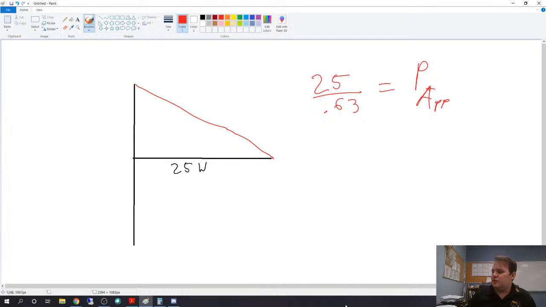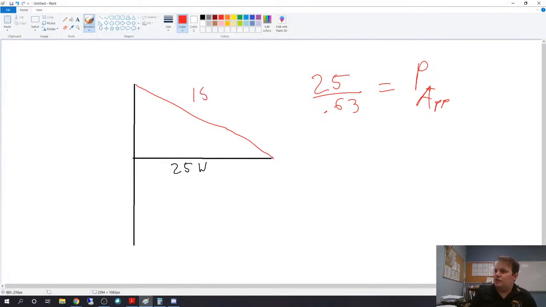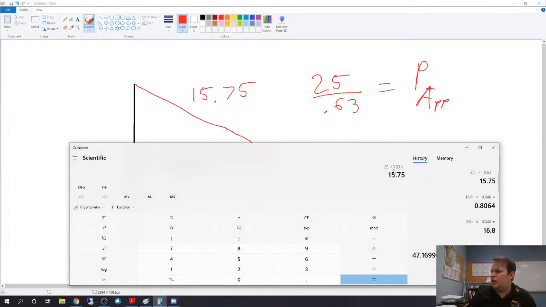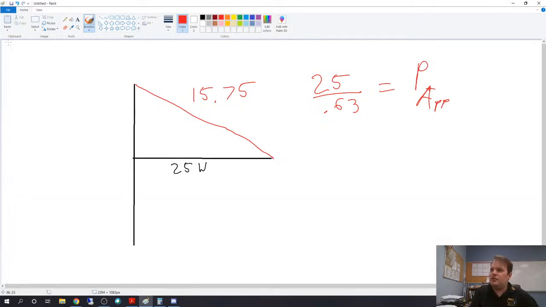So 25 times 0.63 is 15.75. That's not right. We went the wrong way. Oh, I hit multiply. Hang on. 25 divided by 0.63 is 39.68. That's so much better.